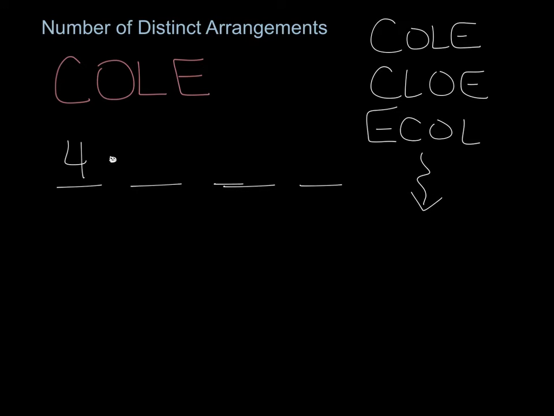Then I multiply that. Well, I've now taken 1 letter away. How many choices do I have for the second spot? I'm down to 3. Then I've taken 2 letters away, so I have 2 choices for the third spot, and then I have 1 choice for the fourth spot. So I multiply all those. 4 times 3 times 2 times 1, that's 12, times 2 is 24, times 1. So there are 24 different ways to rearrange the word or the name coal.